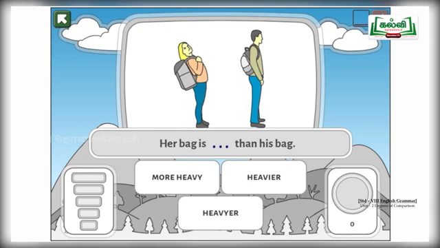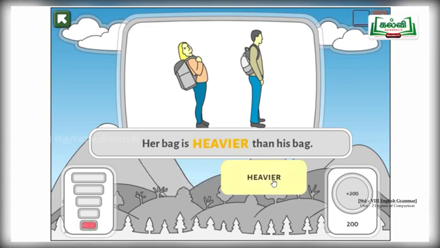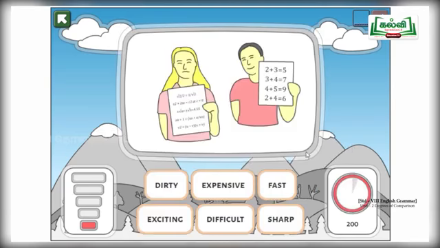Now the question is displayed on the screen. Her bag is dash than his bag. What is the answer? Is it more heavy or heavier? Note the spelling, heavier. Which is the right answer? Heavier is the right answer. So let us check whether it is right. Yes, it's the right answer.